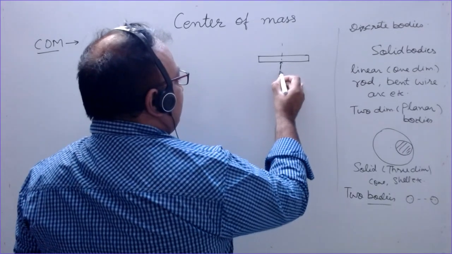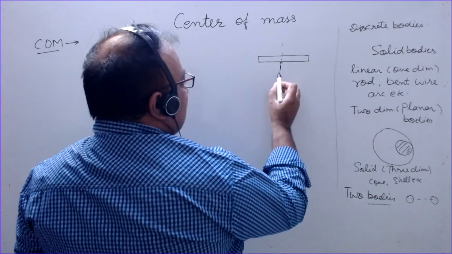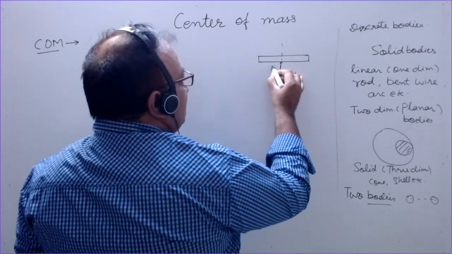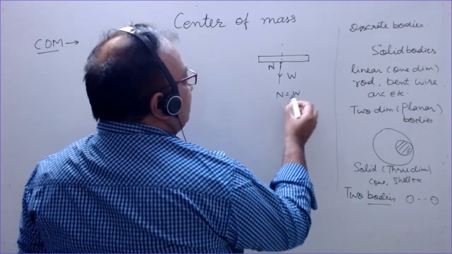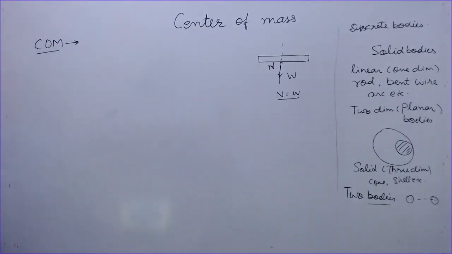So I am applying a force. This is applying weight on my finger. As a result, the finger is applying the reaction. So weight is acting in downward direction, and the normal reaction is acting in upward direction. And in equilibrium, these two are equal. So there is no net force acting in the vertical direction. It means that this is not going to fall.